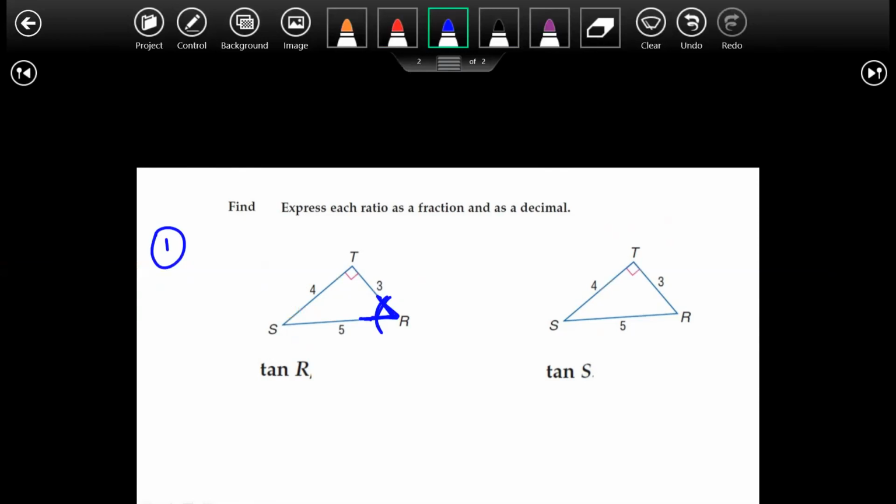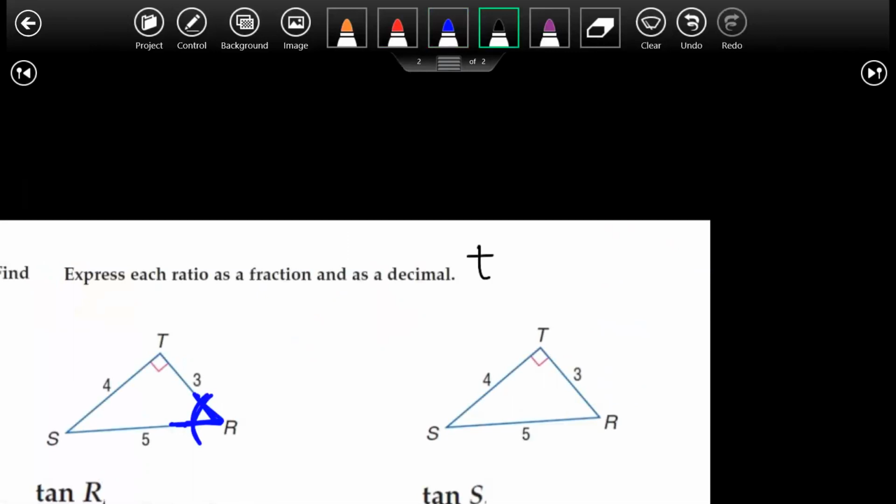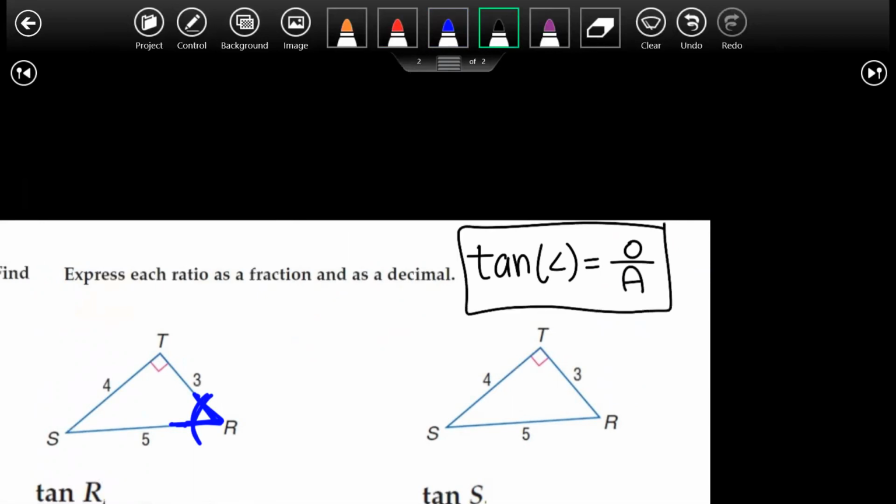The second thing we got to know from the topic is that the tangent of an angle is equal to the opposite side, or O, over adjacent. This is the equation that we're essentially going to use. So we got to label all of our sides, O, A, and H. You're going to do that every single time you do one of these.